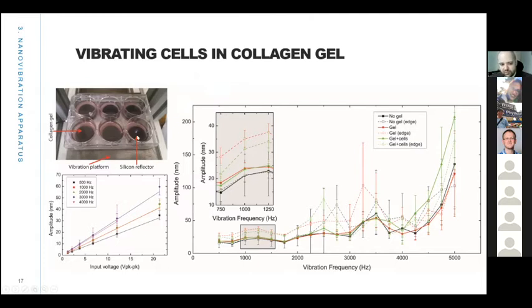So the soft material we can vibrate. It doesn't dampen the vibration. In fact, it seems to slightly amplify the vibration. And this is something we need to consider when we're doing our cell culture experiment.